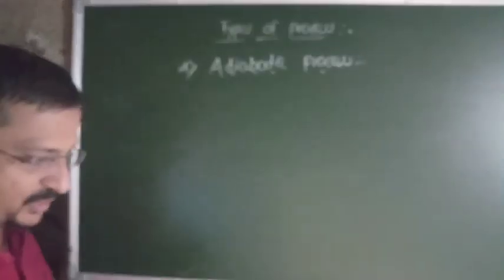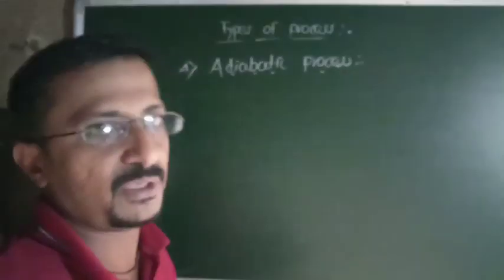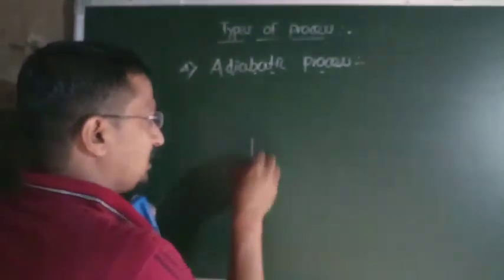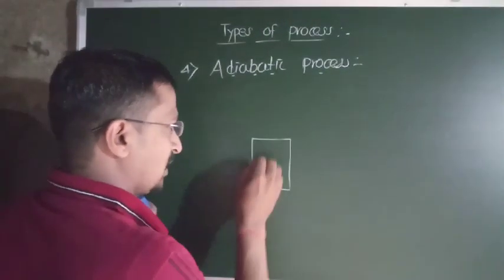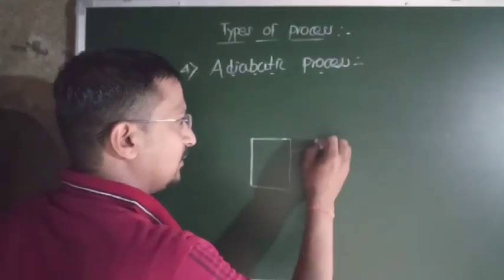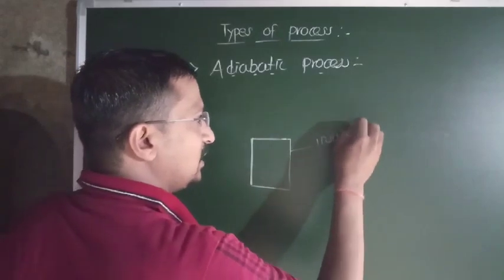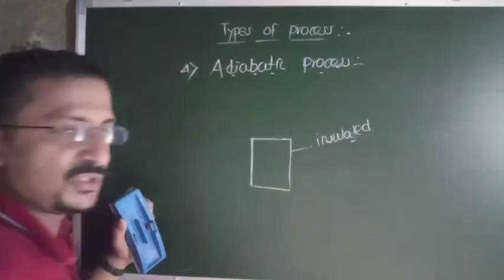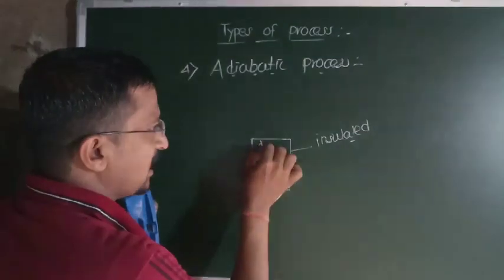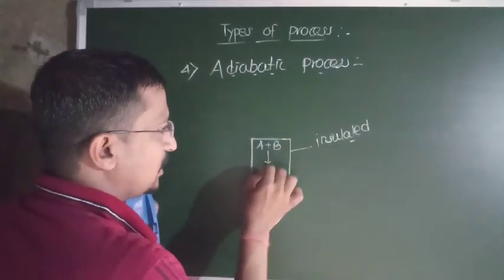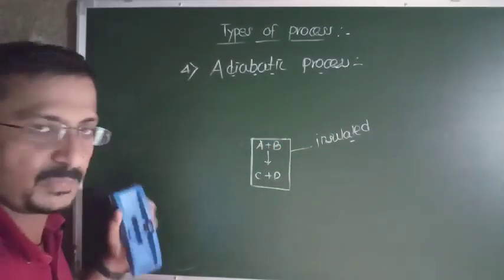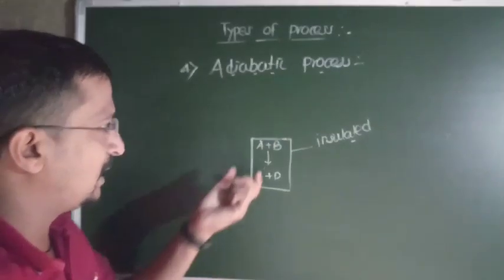Now as far as adiabatic process is concerned, you have to first imagine a thermos flask in front of you. If you consider a thermos flask type structure, where the walls are thermally insulated, suppose a chemical reaction is carried out, A plus B gives C plus D, then what happens?